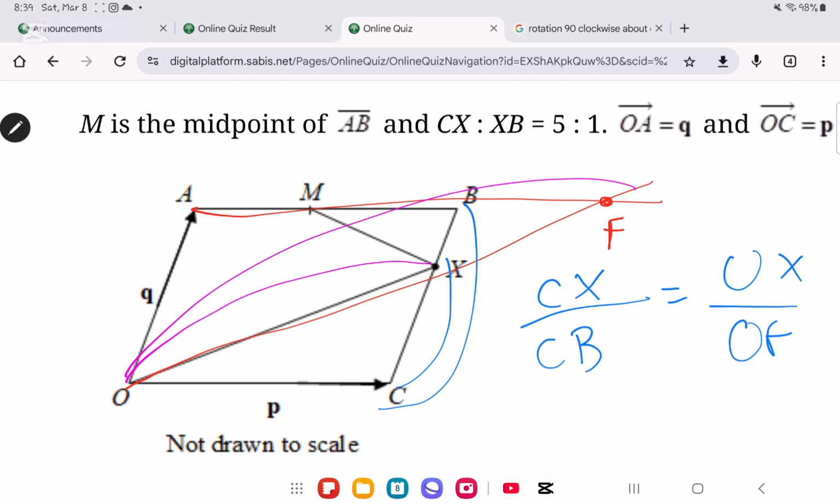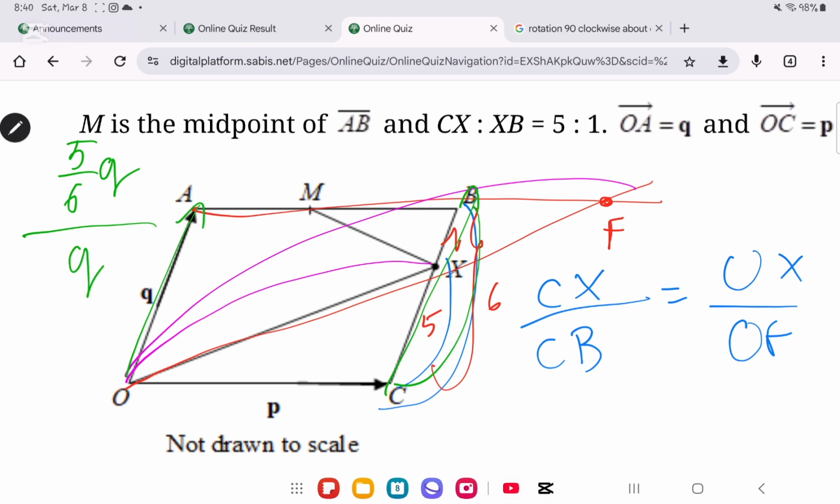Now, CX, you can find it very simply, or we found it before. What is the value of CX if you don't remember? We know that this is 5 and this is 1 and the total of this is 6. So very simply, CX is gonna be 5 over 6 of the total ray, which is Q. So 5 over 6 of Q. Let me write it in another place where I have space. So it would be 5 over 6 times Q divided by CB. We know CB, it is equal to what? It is equal to Q.